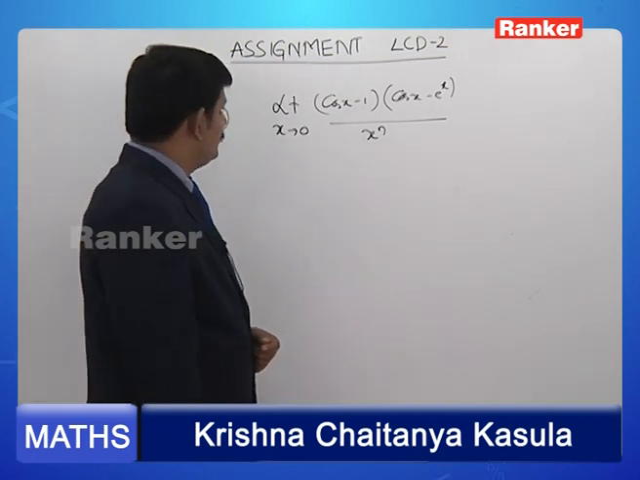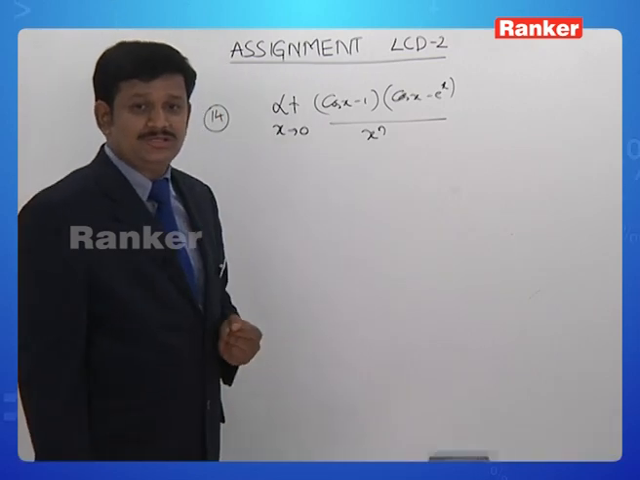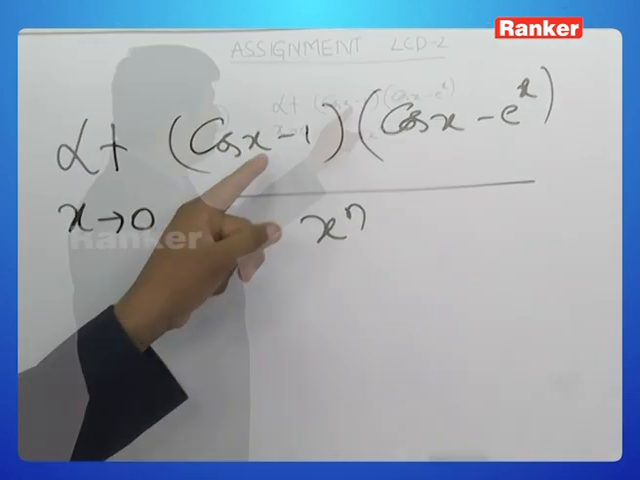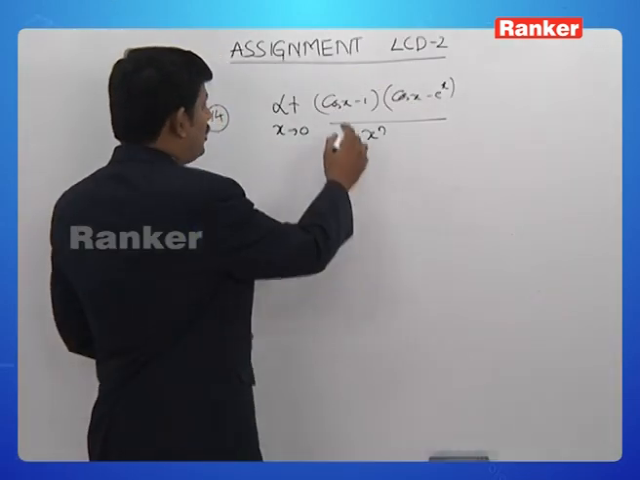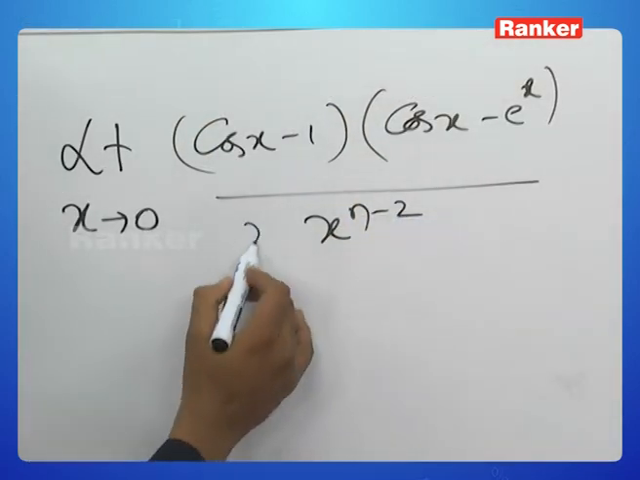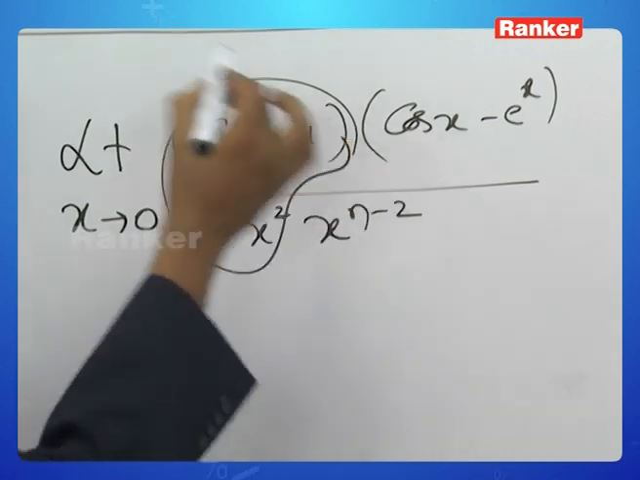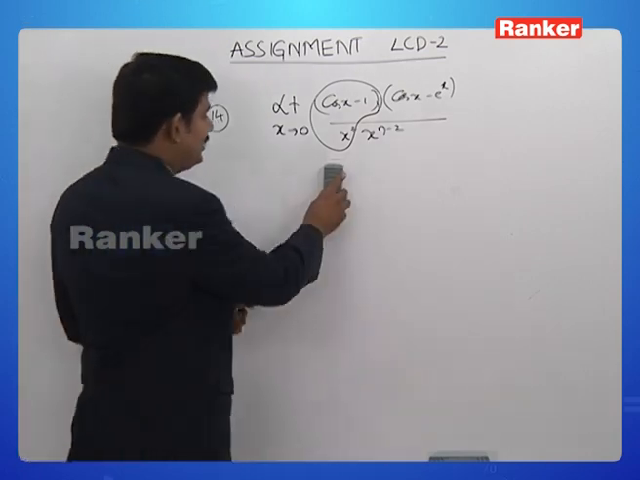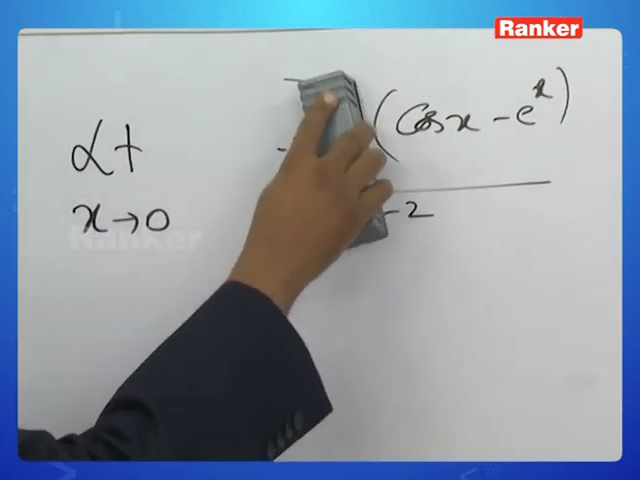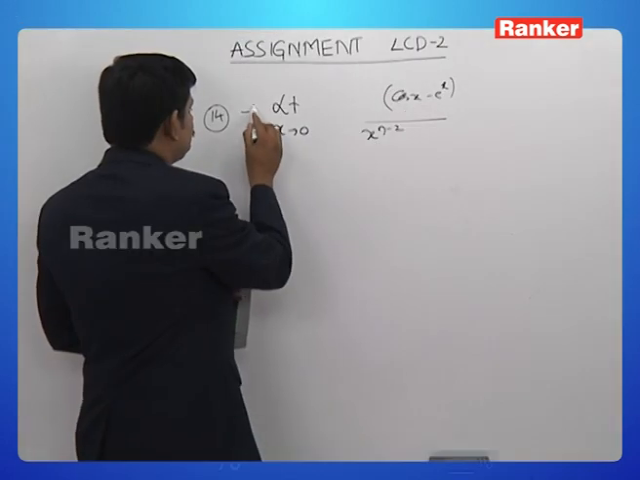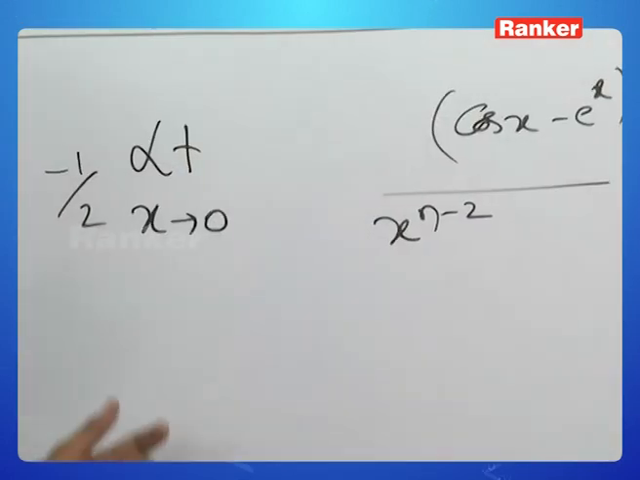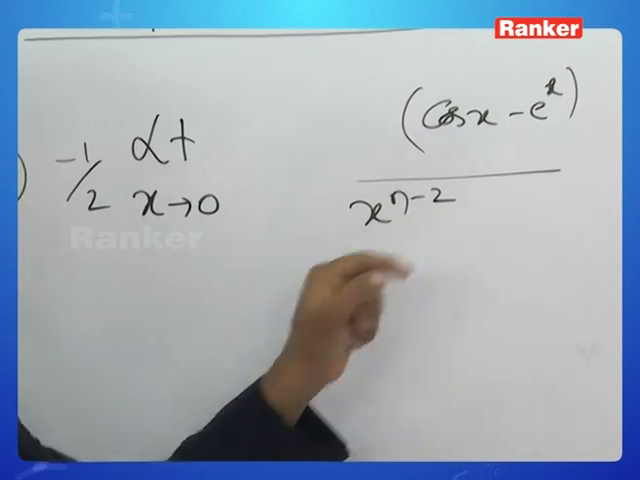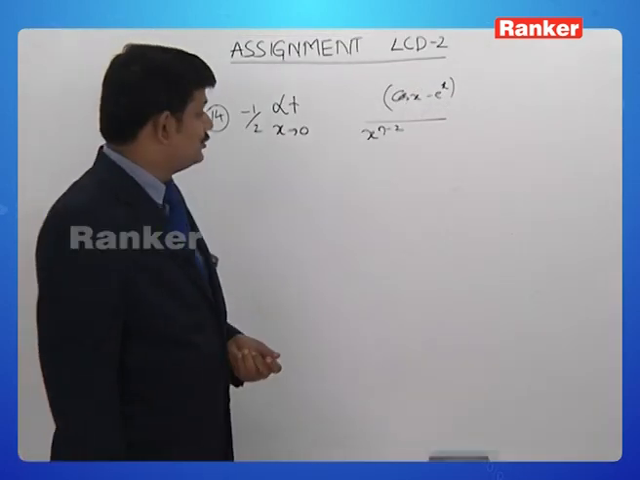So let us see, (1 minus cos x) by x square is a standard limit and we can see cos x minus 1 here. So (1 minus cos x) by x square is half, so (cos x minus 1) by x square is minus half. I will borrow x square from this x power n, so this limit is going to be minus half. Because minus half is a non-zero finite number, we can write it outside the limit. Now we have to see that as x tends to 0, (cos x minus e power x) by x power n minus 2 needs to be a finite non-zero number.